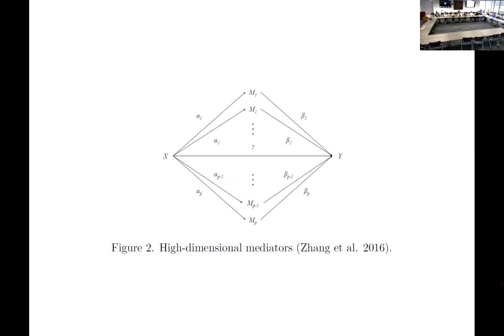So in this figure, we give an illustration of the high-dimensional mediators. Basically, instead of only one mediator, we now have p mediators, M1 through Mp, and we have p indirect paths. For M1, the indirect path is alpha 1 times beta 1, and up to Mp, it is alpha p times beta p. So this is an illustration of the high-dimensional mediators.